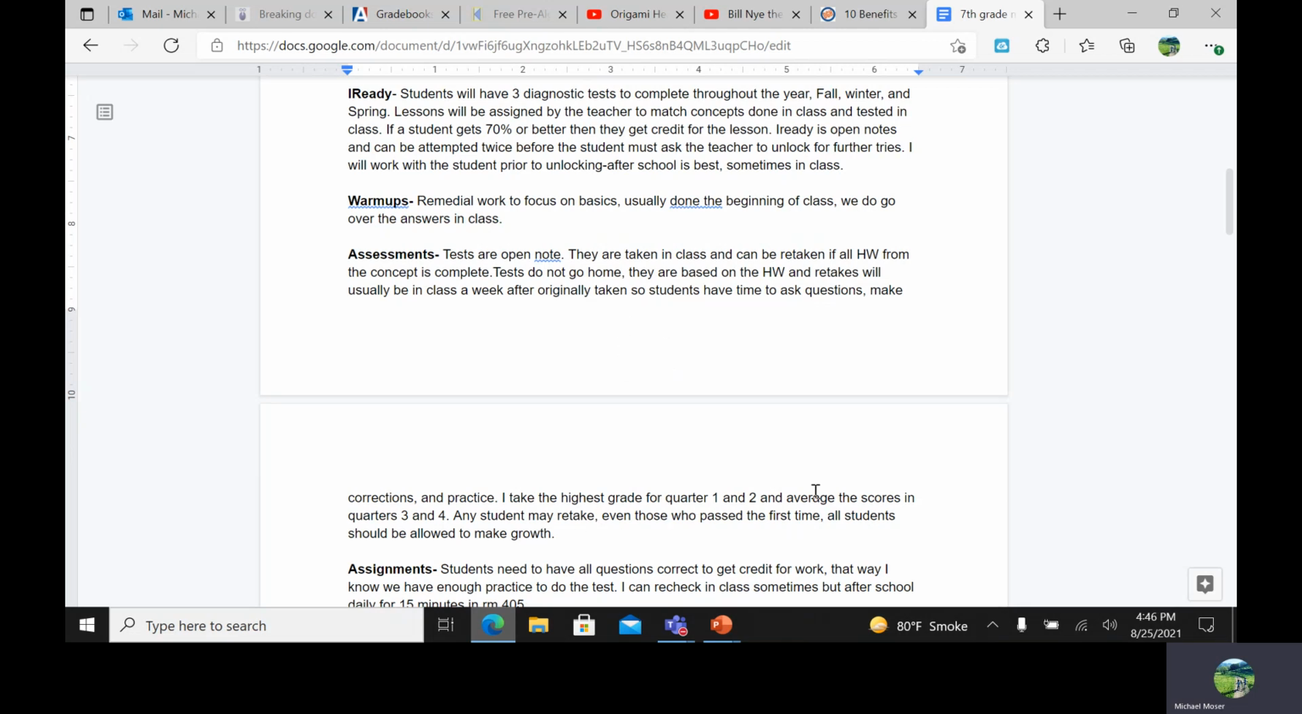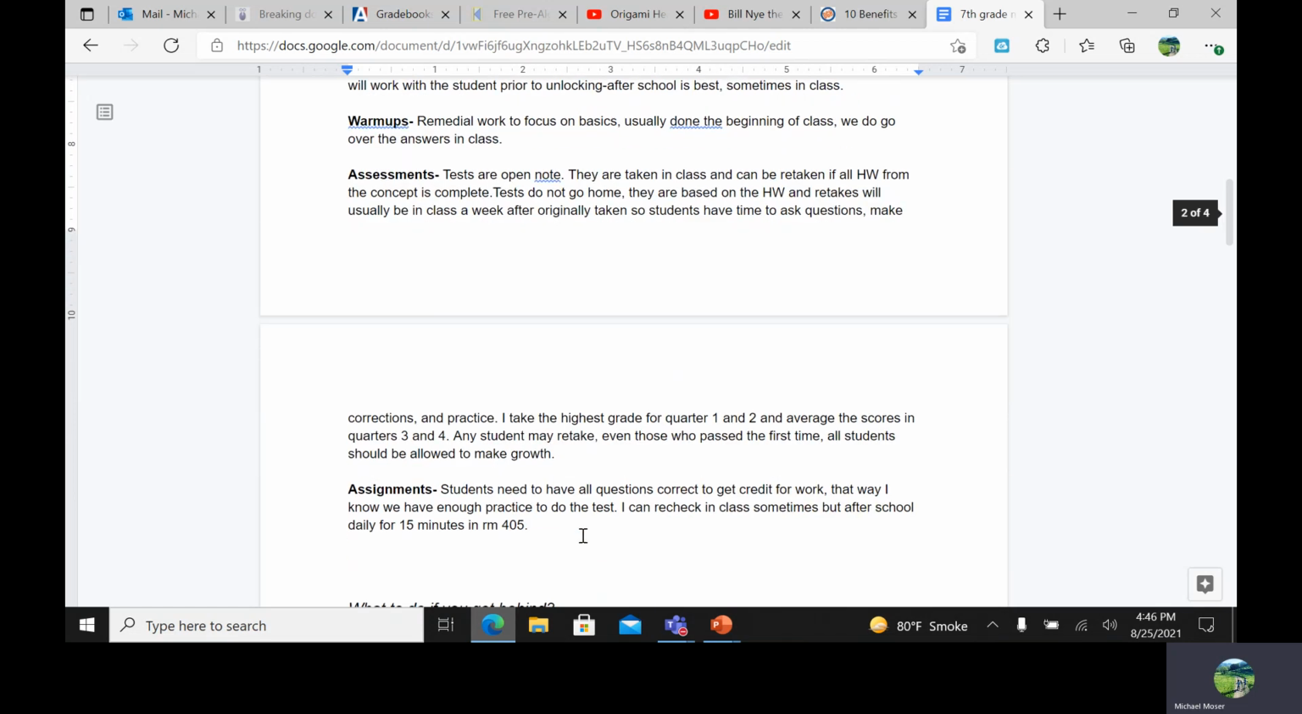In the first quarter and second quarter, I'll be happy to take the highest grade. In the third and fourth quarter, we try to get closer to high school and we start to average the scores together, because not all high schools have retakes. And so we want to start learning from the homework and the practice, which is driving us into the assessments. Any student can retake that, not just if you didn't pass.